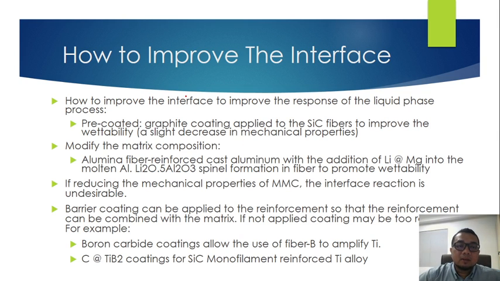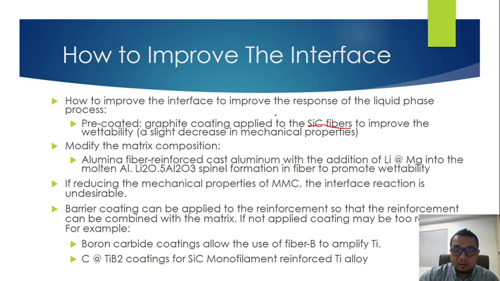So, how to improve the interface? Improve the response of the liquid phase process. So this one is for liquid phase process. Pre-coated graphite coating applied to the SiC fiber. Dia tak coating atas kamu punya metrik, tapi dia coating atas kamu punya fiber which is kamu punya reinforcement. Dia applied graphite atas SiC fiber to improve the wettability. A slight decrease in mechanical properties. Untuk case ni, dia akan kurangkan sikit dia punya mechanical properties, tapi wettability dia, workability dia akan jadi lagi mudah untuk bergabung, combine.